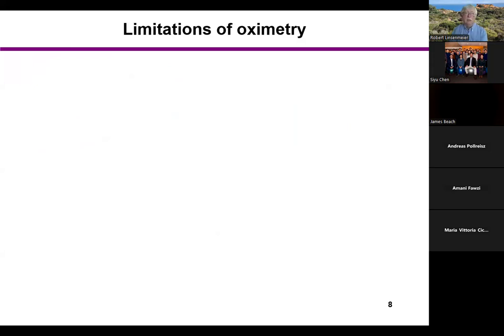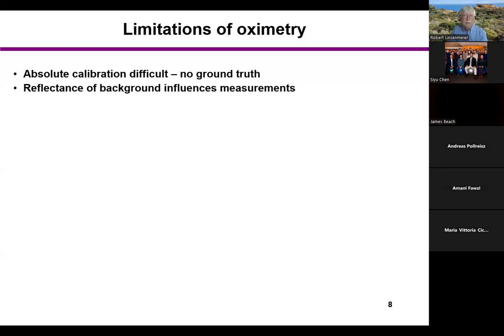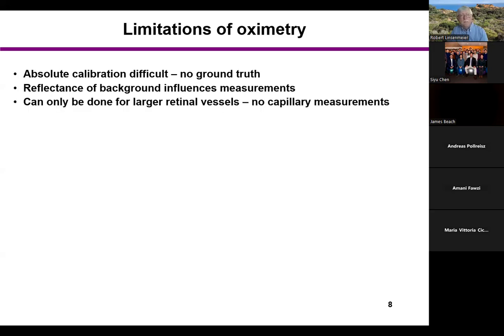But there are several limitations of oximetry, and I just wanted to mention those. The calibrations are very difficult, so there's really no ground truth. You don't have a reference value to compare these to. The reflectance of the background is one of the big complications. It can influence the measurements. This can only be done for larger retinal vessels. People have tried to do this for capillaries, but it's not clear that those are successful. And of course, it can't evaluate the oxygenation in the tissue outside the vessels because there's no hemoglobin there.